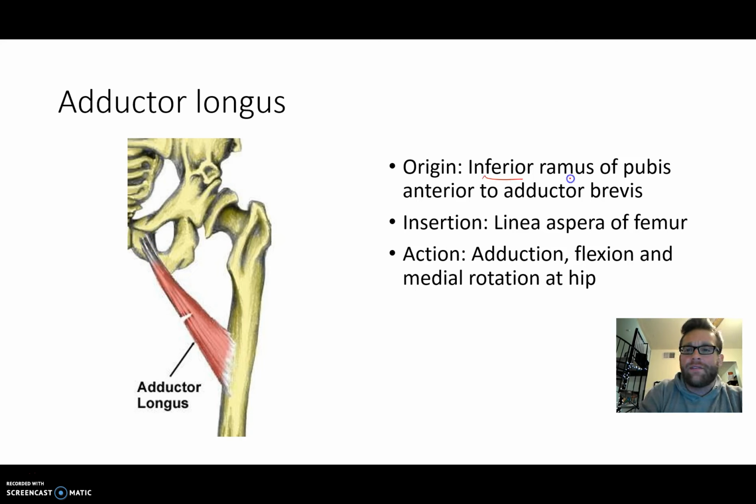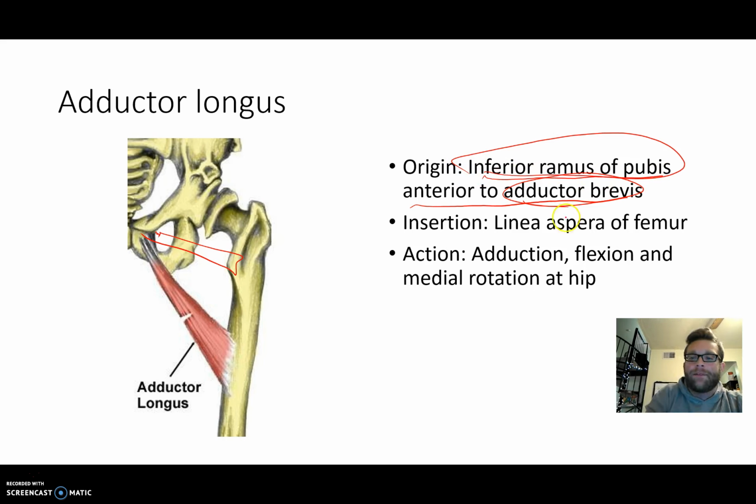It's going to begin on the inferior ramus of the pubis, anterior to the adductor brevis. So we're actually not going to talk about the adductor brevis. It's a very short muscle that's up this way here. But you guys should just know that it starts on the inferior ramus of the pubis. It's going to insert on the linea aspera of the femur. So if you look here, remember we've got that intratrochanteric line and it continues down the underside or posterior side of our femur.